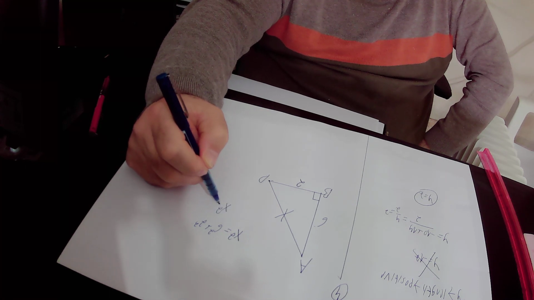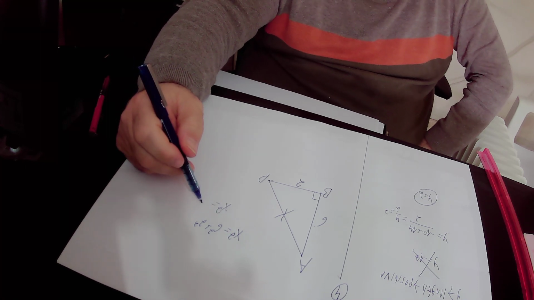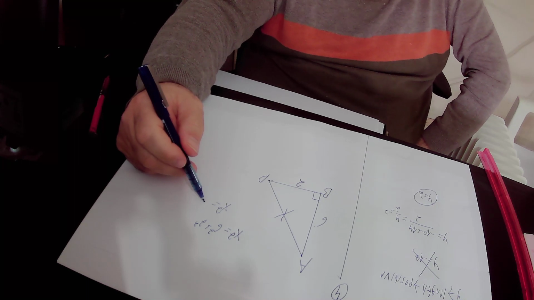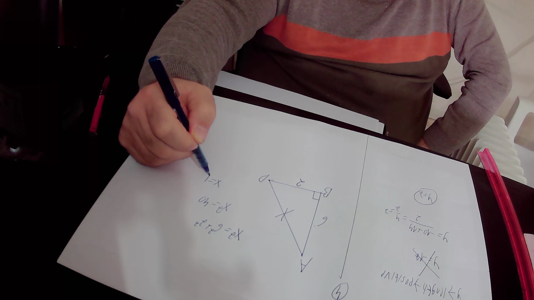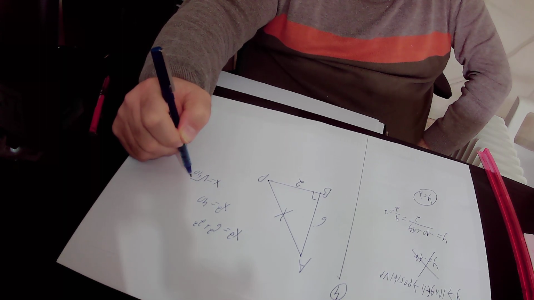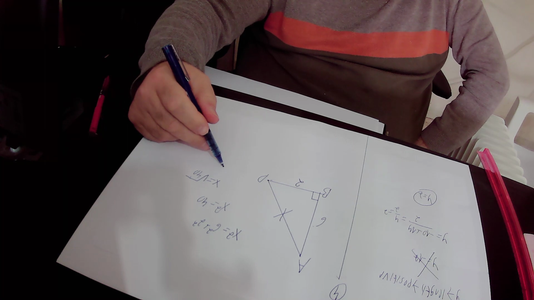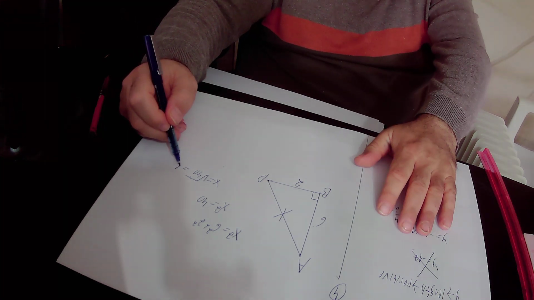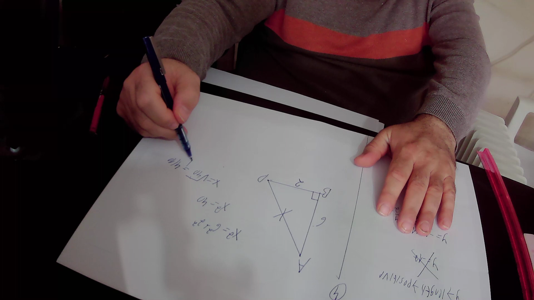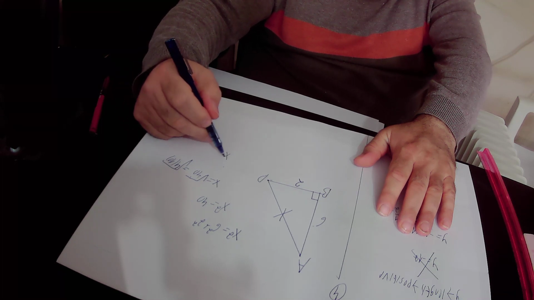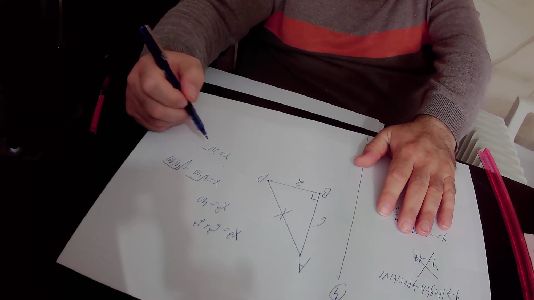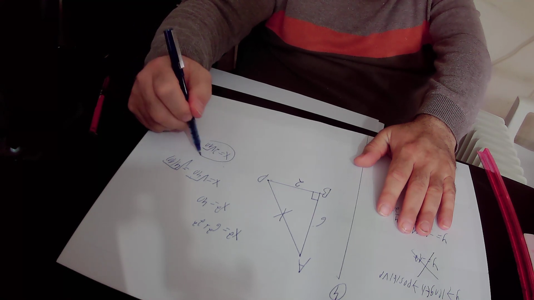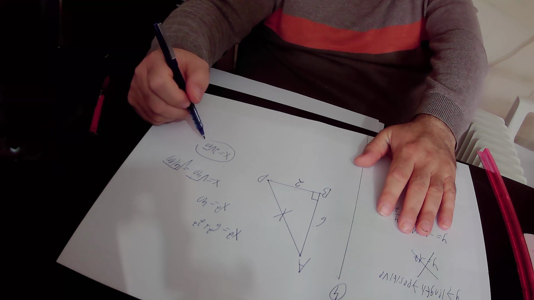So x squared equals 6 squared, that is 36, plus 2 squared, that is 4. 36 plus 4 is 40. We take the square root of this equation and we get that x equals the square root of 40. 40 is 4 times 10. So x equals the square root of 4, which is 2, times the square root of 10. So in conclusion, x equals 2 times the square root of 10 units.